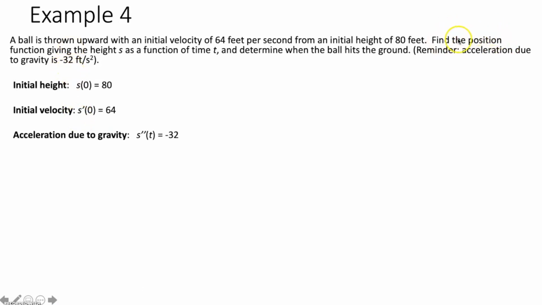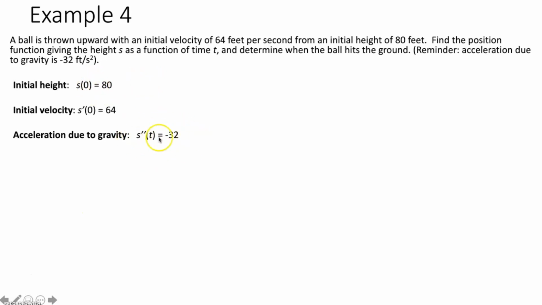So the way that I'm going to find my position function is I'm going to integrate this particular acceleration function to get my general solution for my velocity function. Then I can find my c value by using this initial condition. Then I can integrate that velocity function to get the general solution of my position function. And I can use this initial condition to solve for c. So that's how we're going to do this.